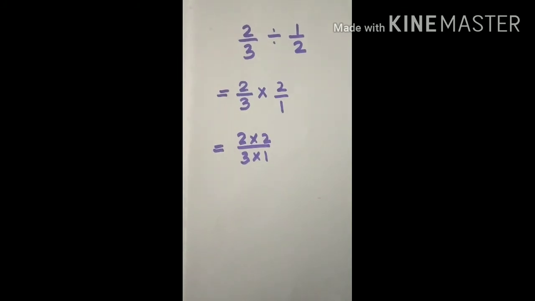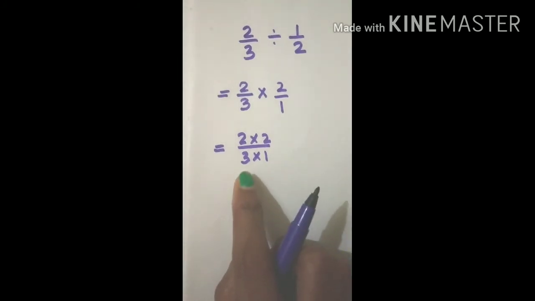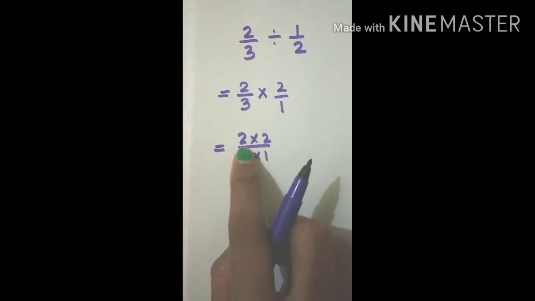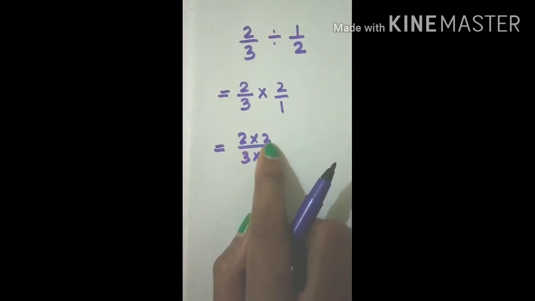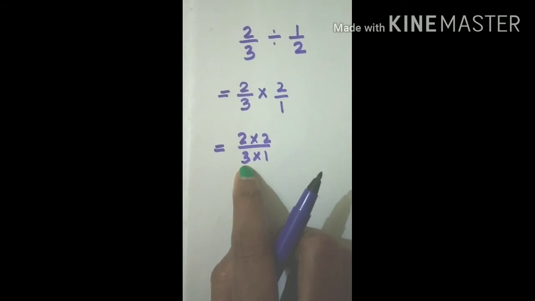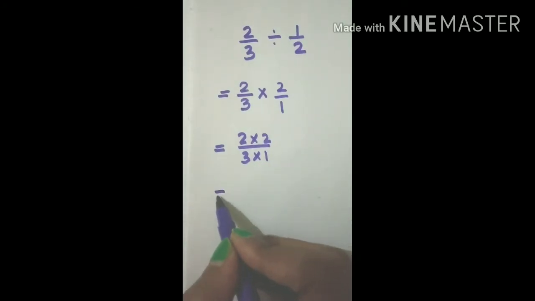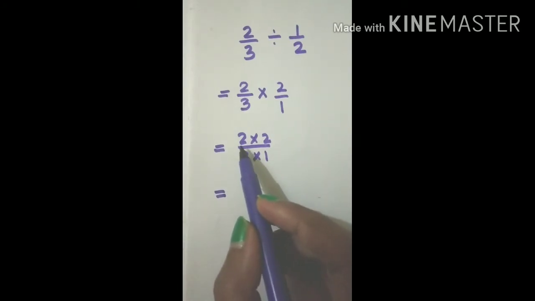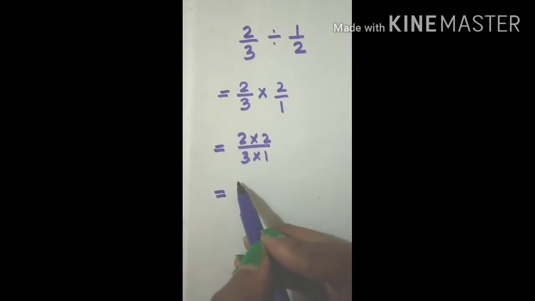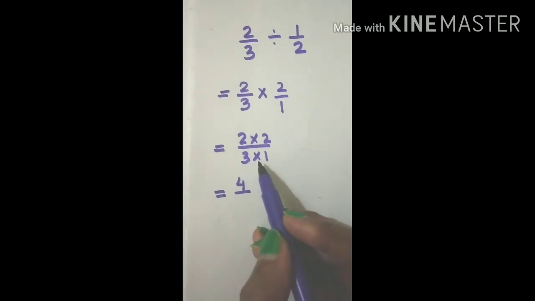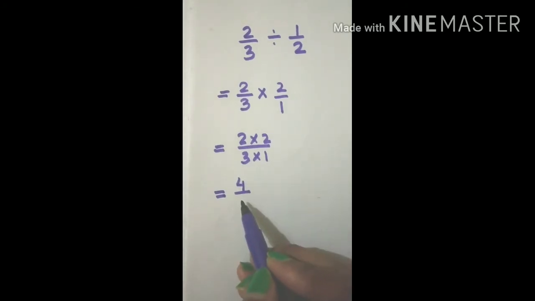So, what will be our next step? Our next step will be to multiply the numerator 2 with the numerator 2 and the denominator 3 with the denominator 1. That means in the next step we will multiply 2 into 2, that is 4 upon 3 multiplied by 1, that is 3 into 1 is 3. So we will get 4 by 3.